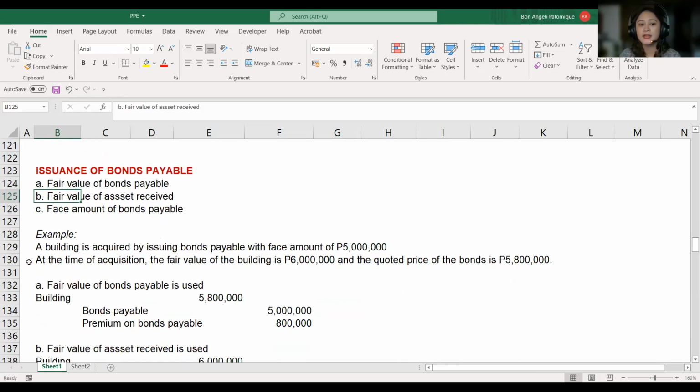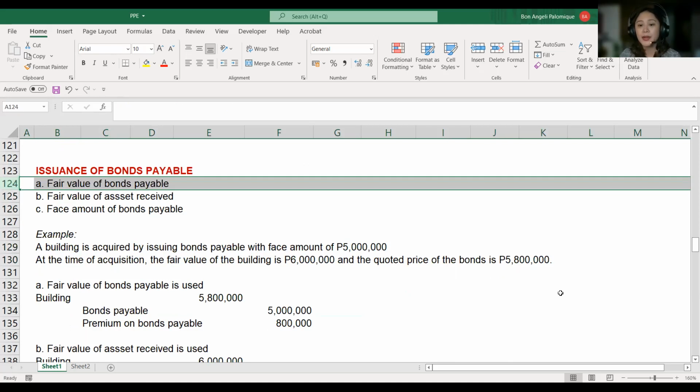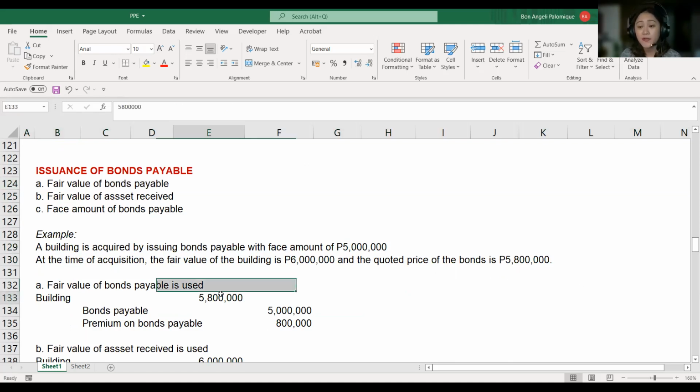Next is the asset received. So, example, may binili kang building. Nag-issue ka ng bonds payable, face amount of 5 million. Yung fair value ng building, 6 million. Quoted price or the fair value of the bonds payable is 5,800,000. Sabi dito, una mong susundin kapag given naman tong 5,800 is the 5,800. So, magiging balancing figure mo yung premium on bonds payable.